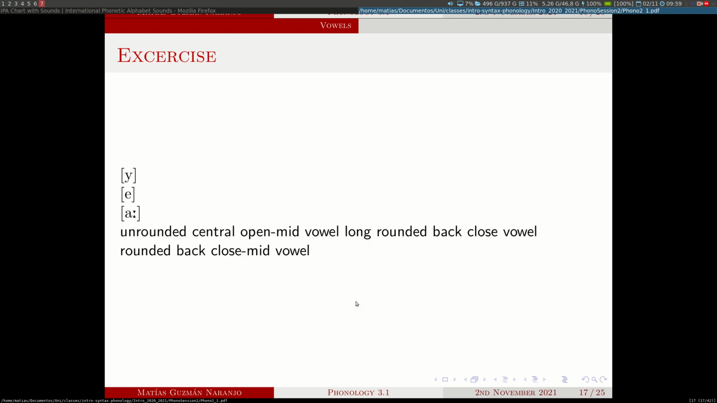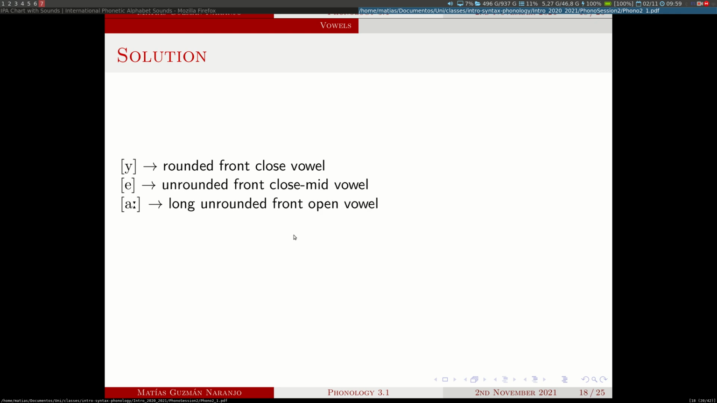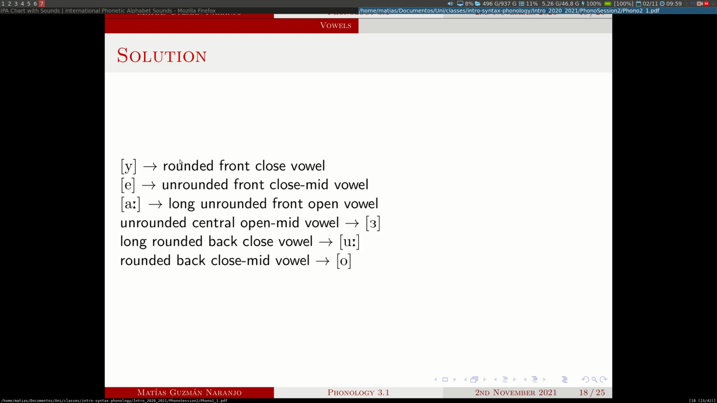So one exercise that you will have to do is to describe either simple vowel symbols or to find the symbols for descriptions. So try to do this one. Right, so these are the descriptions for the symbols. This is a rounded front closed vowel, this is an unrounded front closed mid vowel, etc. And if we tell you write a symbol for an unrounded central open mid vowel, then this is the correct symbol. More important than you being able to memorize the symbols is to be able to look at the vowel space, look at the symbols, and from the vowel space be able to recognize them.